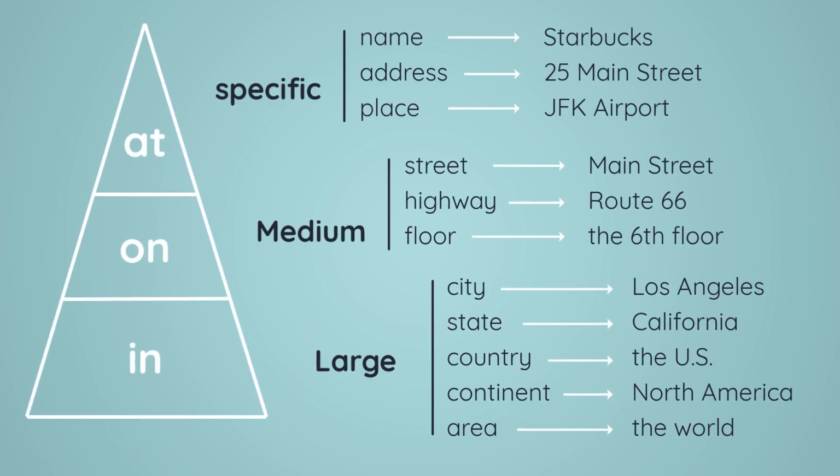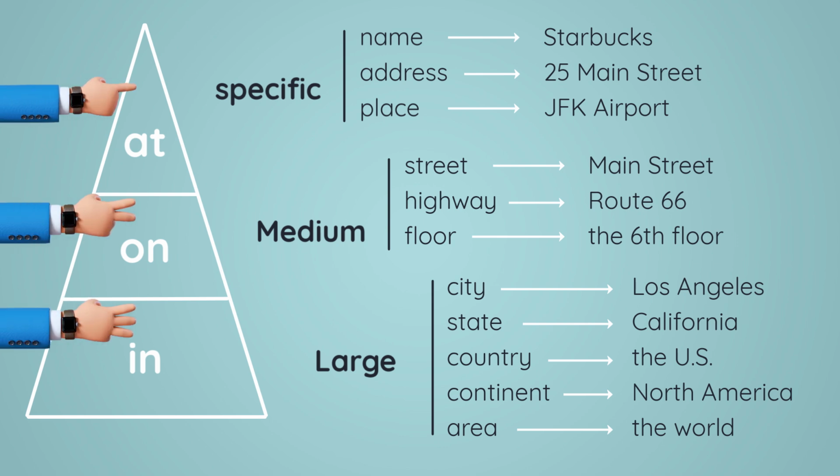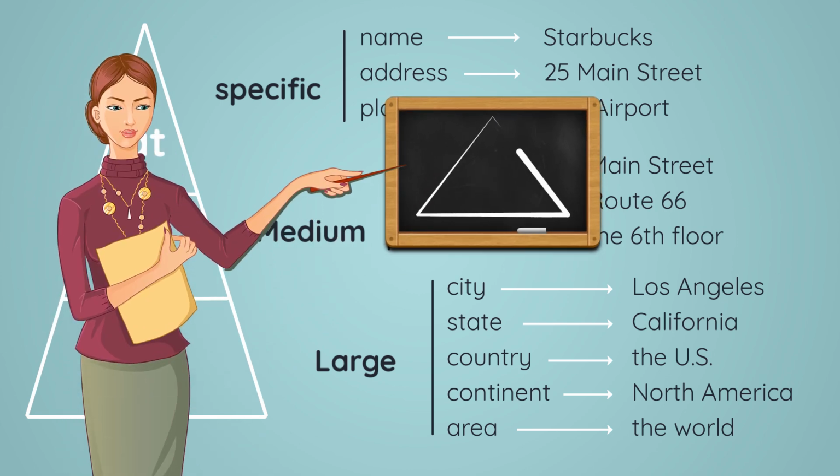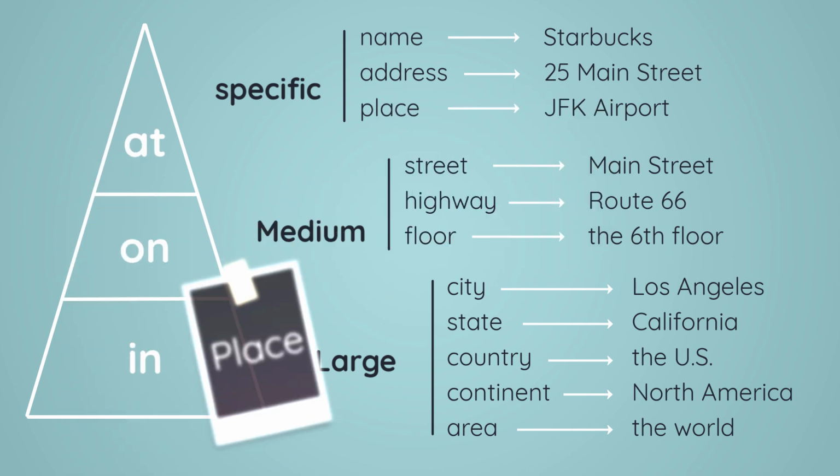In this important lesson, I'm going to show you how to use three very common prepositions correctly in English. And they are at, on, and in. We are going to learn a method which is called the triangle method, when these prepositions refer to places, not time, but place. So let's see how it works.